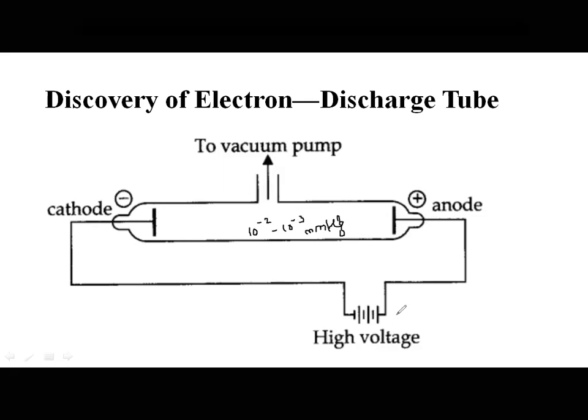So when you apply a very high voltage, say 10,000 volts, invisible rays were originating from the cathode. Yes, they are originating from the cathode. Now you may ask the question, invisible rays means how do we explain it?